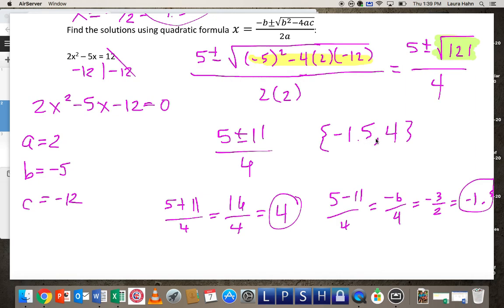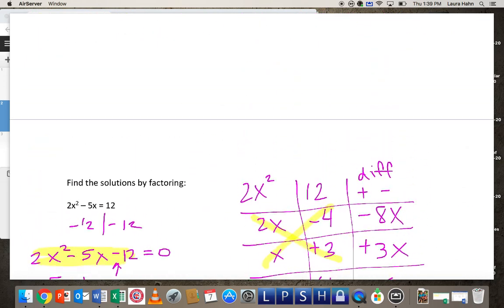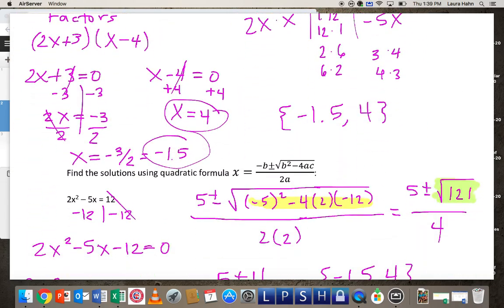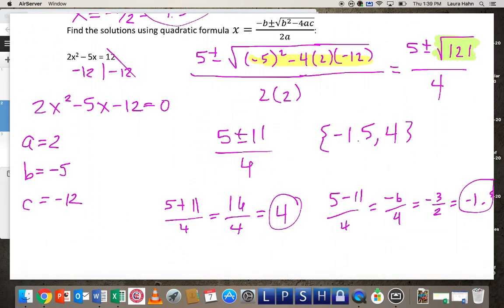Notice, exact same answer as we got the past two times. Boom and boom. Because we were finding the solutions for the same equation. So it doesn't matter which version you use. Do remember that graphing and the quadratic formula will always work for you. Just make sure that the equation is set equal to 0 before you do any method.